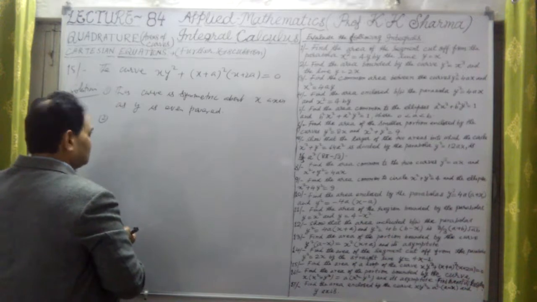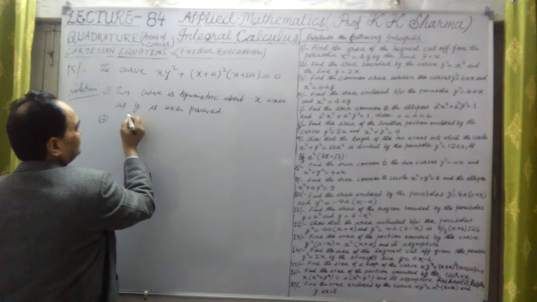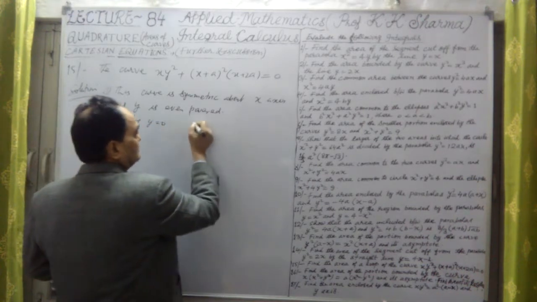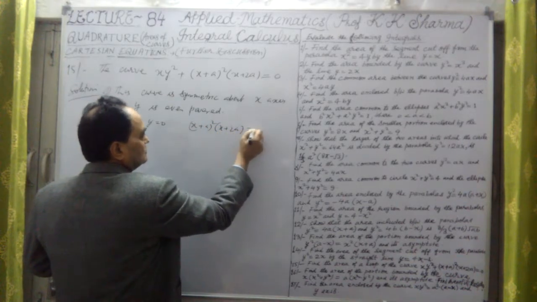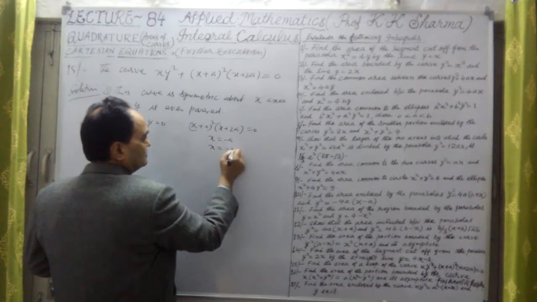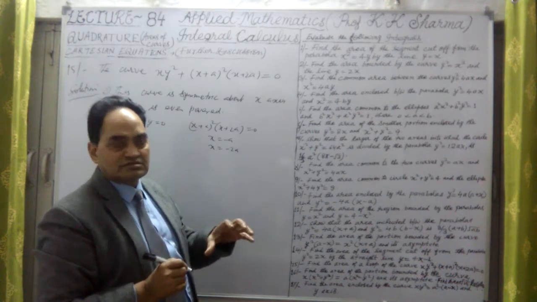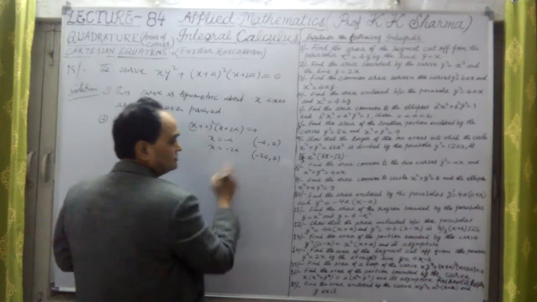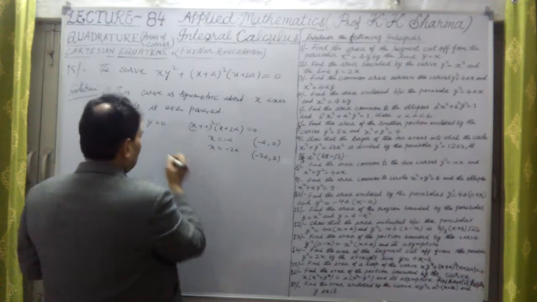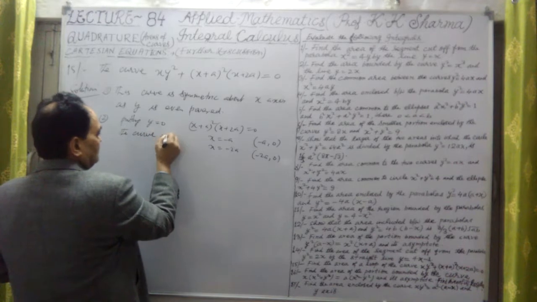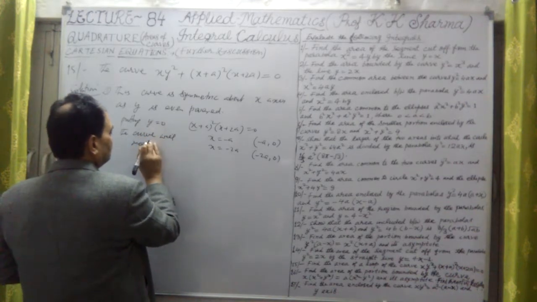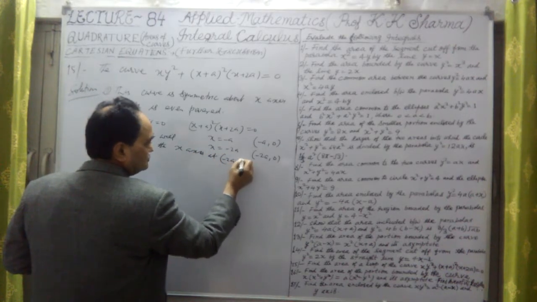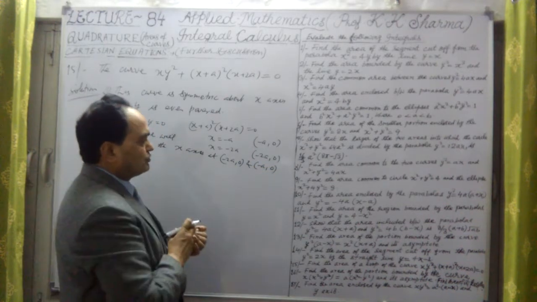Now, let me solve it for y. If I put y equal to 0, we get (x plus a) whole square into (x plus 2a) equal to 0. From this, x equal to minus a and x equal to minus 2a. It means the curve will meet the x-axis at the points (minus a, 0) and (minus 2a, 0), because y is 0. The curve meets the x-axis at minus 2a, 0 and minus a, 0. These two points the curve will meet.